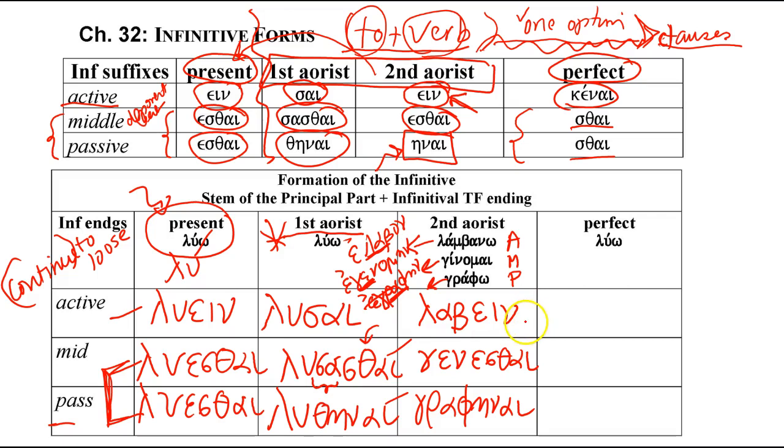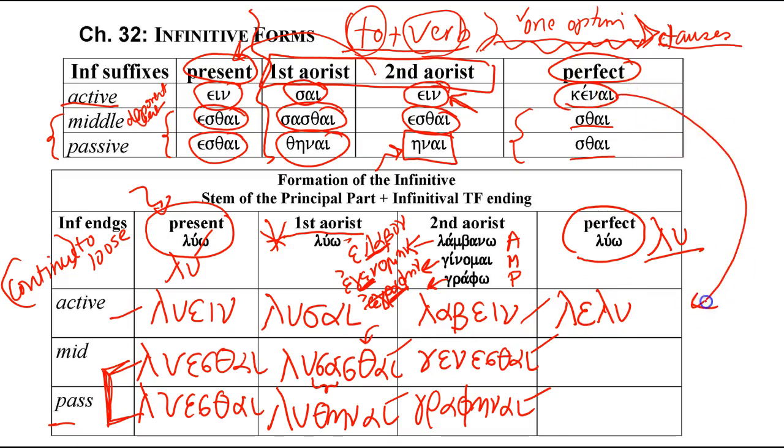Together, 1, 2, 3. Labein, genesthai, graphenai. And lastly, for the perfect tense, we can go back to our paradigmatic verb luo. While there's no augment in the infinitive, because there's no sense of time built into non-indicative moods, we do have reduplication. So here's my reduplication. Here's my stem. There is no connecting vowel, and I use the perfect active infinitive suffix, kenai. So lelukenai is to have loosed.